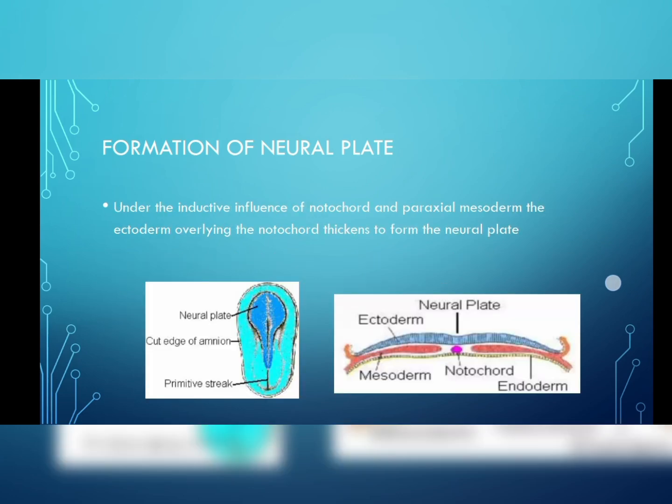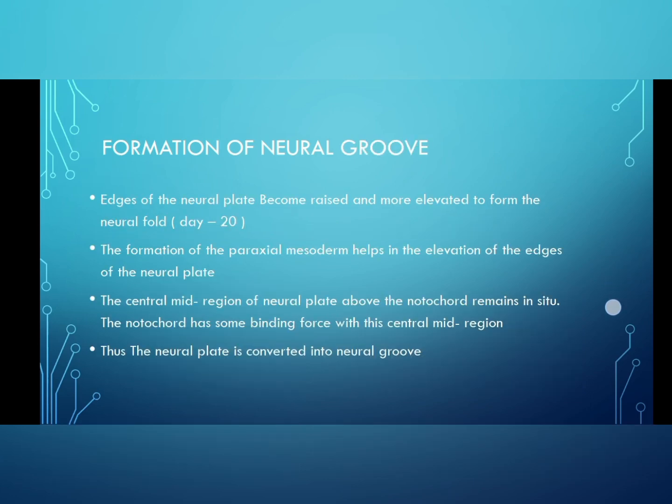Formation of neural plate. Under the inductive influence of the notochord and paraxial mesoderm, the ectoderm overlying the notochord thickens to form the neural plate. The edge of the neural plate becomes raised and more elevated to form the neural fold. The formation of the paraxial mesoderm helps in the elevation of the edge of the neural plate.